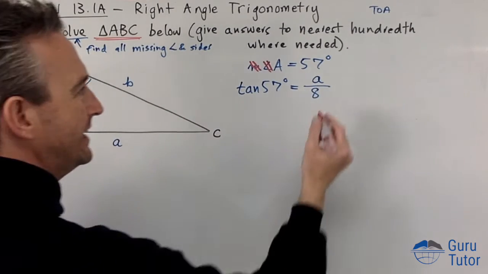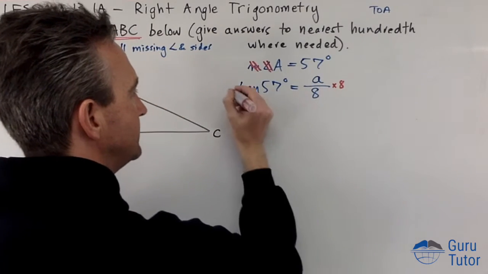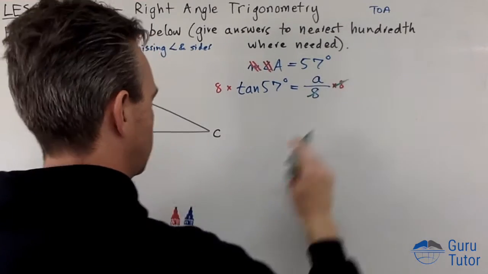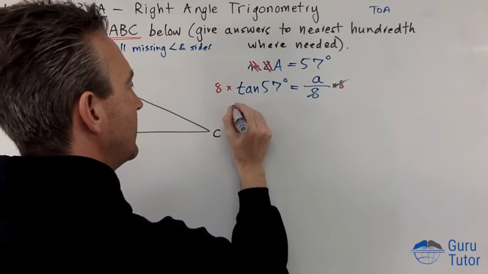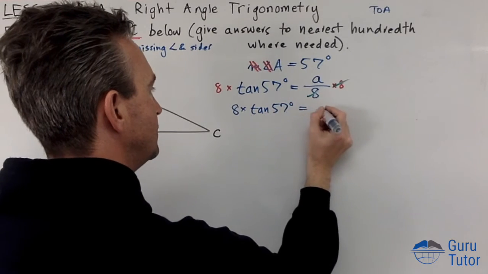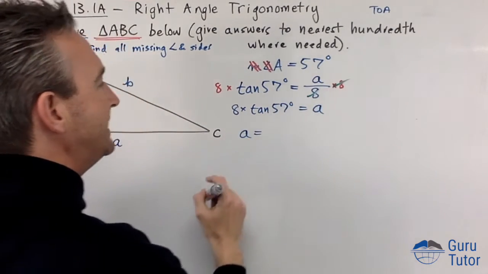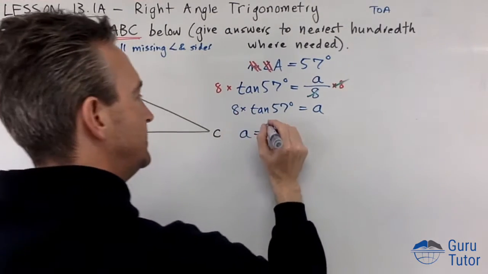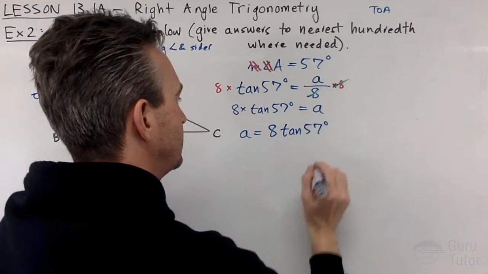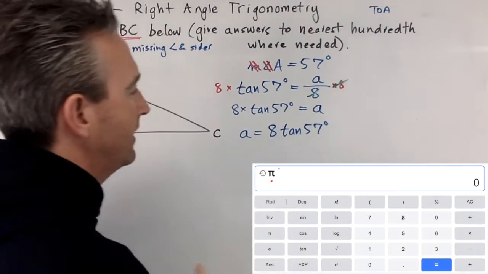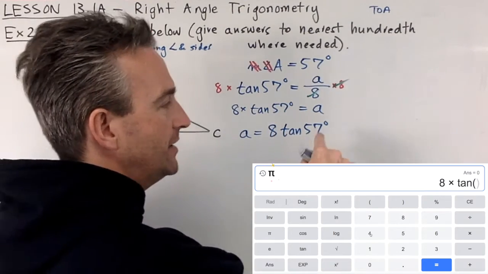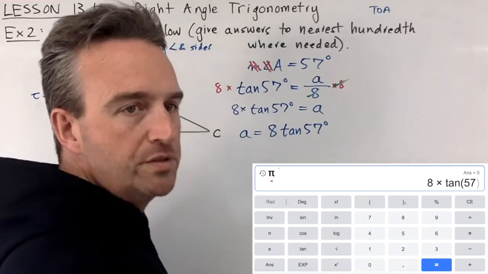So we just want to get a alone. So multiply by 8, multiply by 8. The 8's will cancel out. And we are left with 8 times tan 57 degrees equals a. And I'm just going to flip it around. a equals, and we usually drop this multiplication sign, 8 tan 57 degrees. And now you go to your GDC and you do that. a equals, so you do 8 times tan, and then you type in 57, close brackets, equals.